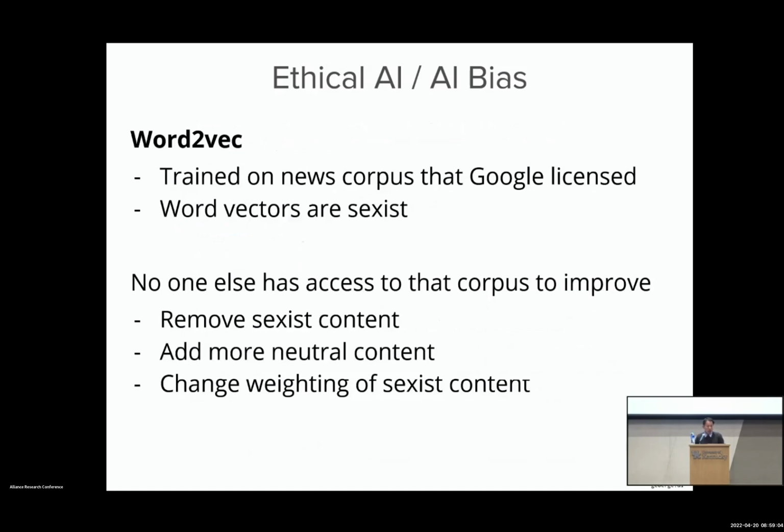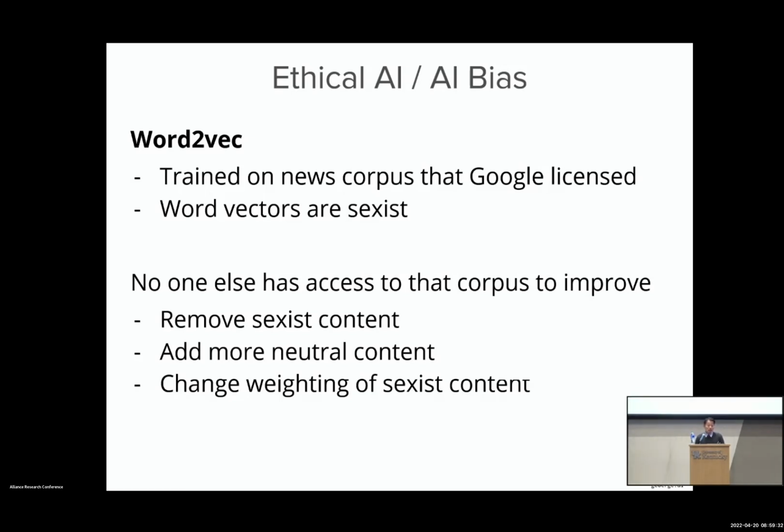In the paper, she talks about the word2vec algorithm. This is a popular natural language processing algorithm that a lot of you have probably heard about. It was created by Google. The way Google created the algorithm was that it licensed a big corpus of news articles from all the media organizations, and it trained all these word vectors. And because there was a lot of sexist content in these articles, the word vectors were sexist.